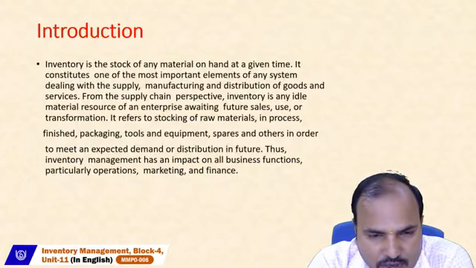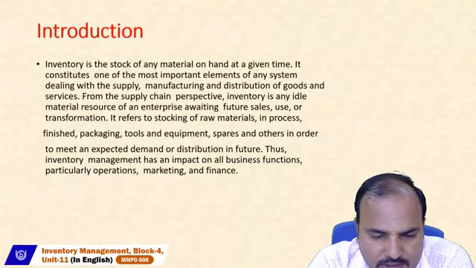So just in time: the objective is that inventory arrives only as needed. When it is needed, it will be available. Another method is economic order quantity, which is how to minimize the ordering and holding cost. This economic order quantity focuses on that.